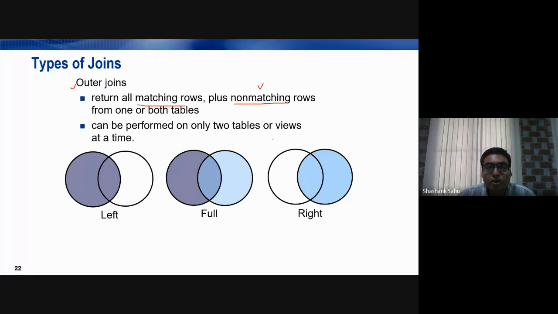So if you go with the non-matching, there are three conditions available. This is called join, left outer join. So we have the matching rows here as well as non-matching rows of the left table. Similarly, if you go for the right outer join, we have matching rows here and non-matching rows of the right table, or you can say second table. If we have full outer join, we have matching rows here, non-matching of the left also, and non-matching of the right also.